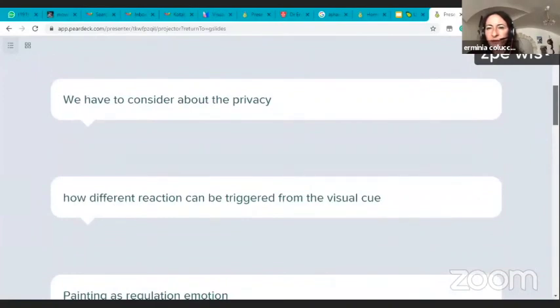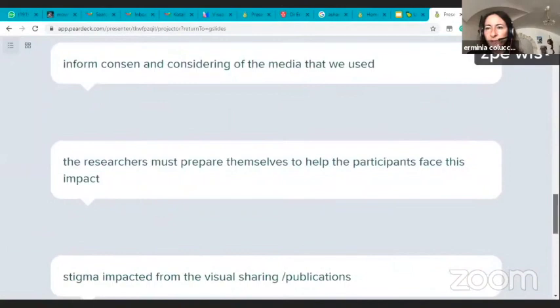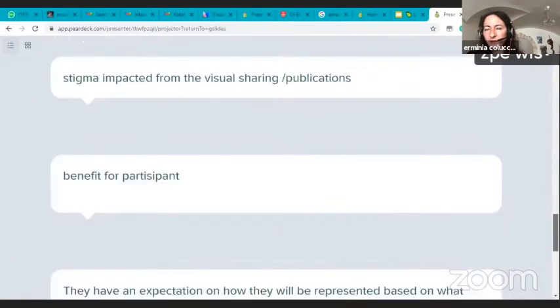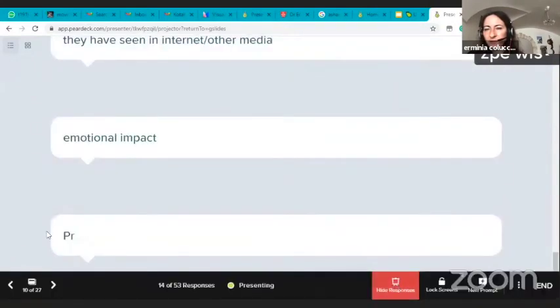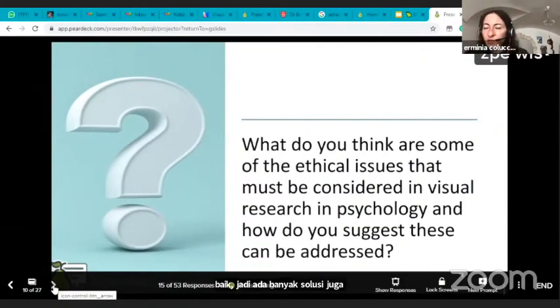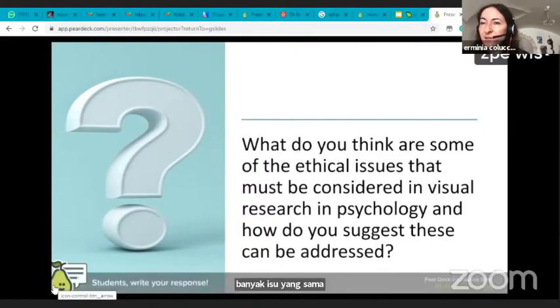Different reactions can be triggered by the visual cue. Researchers must prepare themselves to help participants face the impact. Very, very good, you gave many solutions. So some of the issues, as you can see, were the same as what Diana spoke about before, but then we have to think about other elements because obviously once an image is out, it's out. That is very important to be aware of: once visual data has been produced and shared, we have no control really about where it goes, where it ends. So there's a lot more complexity with it.